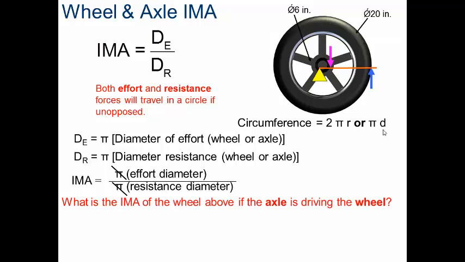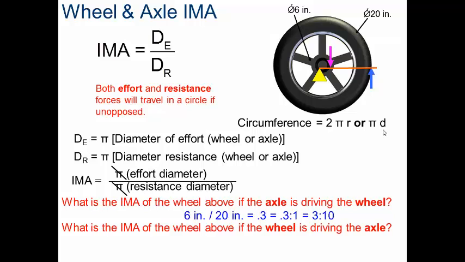Using this example above, if the axle is driving the wheel, we're going to take 6 inches over 20 inches, so we're going to get a 0.3 mechanical advantage. That actually means it's going to be harder for the axle to drive the wheel. If I switch that up and the wheel is driving the axle, I get a mechanical advantage of 3.33. So again, it's all about distances in determining the ideal mechanical advantage.